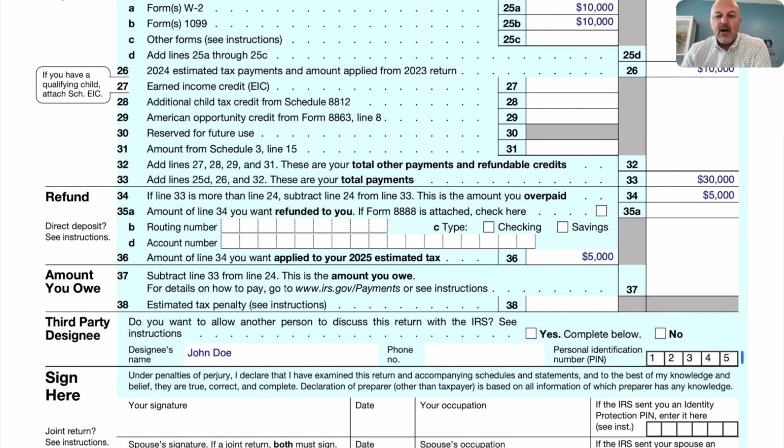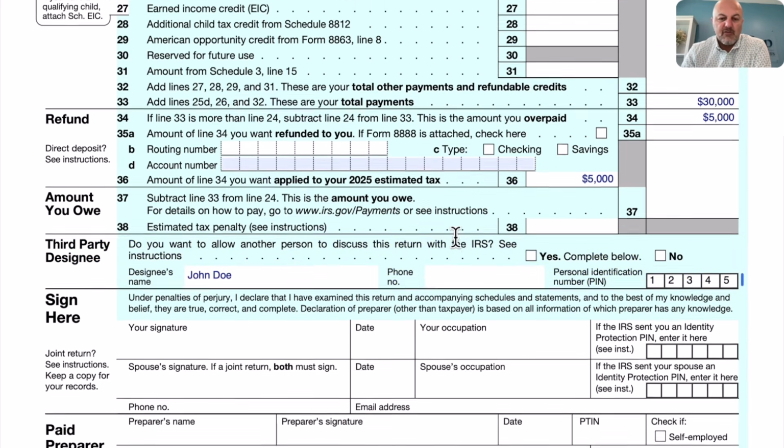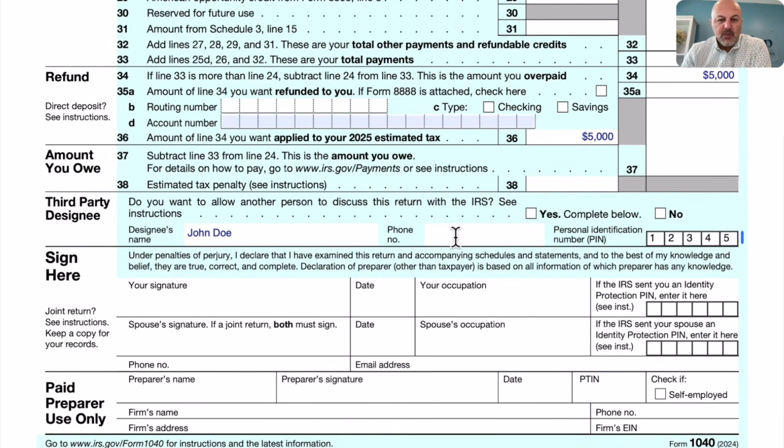So this is how you complete a Form 1040. I hope that it was helpful for you. Obviously, you have to sign your tax return and date it and put your occupation. And if you have a paid preparer, you'd have to put their name in. They would fill out that part.